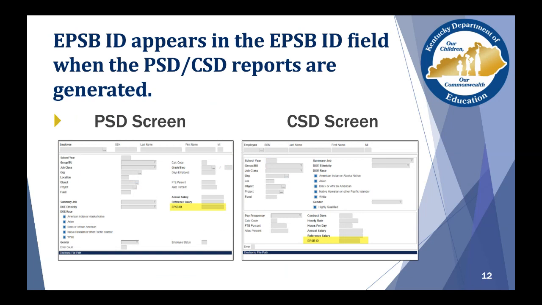An EPSB ID appears in the EPSB ID field when the PSD CSD reports are generated. So this is different. When you're actually pulling the records for PSD and CSD, you have a field called EPSB ID, and that's where that number will pull to. Now you're going to hear this a couple of times throughout this presentation, and I just say it because it's important. The CSD report does not require an EPSB ID number, but some CSD employees do have EPSB ID numbers based on maybe jobs they had in the past that required an EPSB ID number. So those may pull in, but the EPSB ID field is not required in CSD reporting, only PSD reporting.